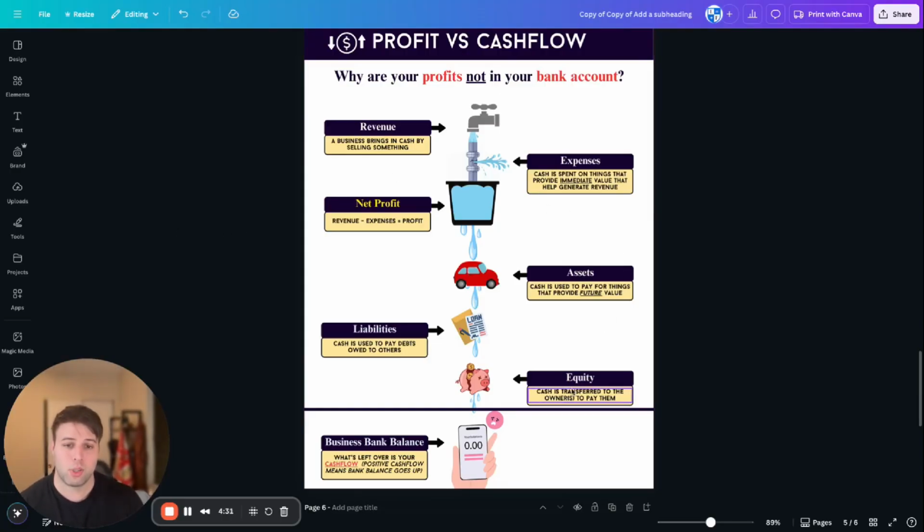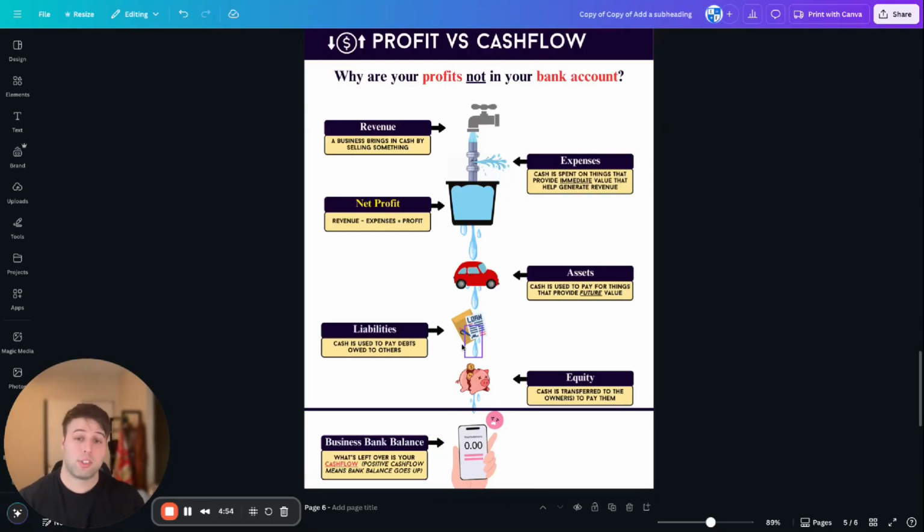This is going to be an equity transaction that also shows up on the balance sheet. And after all that is said and done, what's left over is your cash flow. That's going to be what you're looking at in your bank account, your checking account. That's your cash flow. Positive cash flow means your bank balance goes up. Negative cash flow means your bank balance goes down.